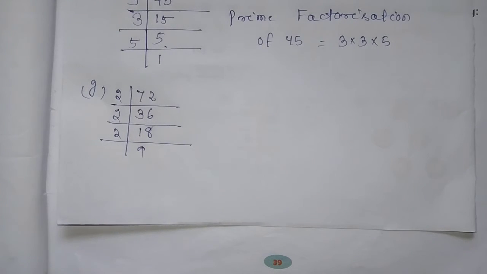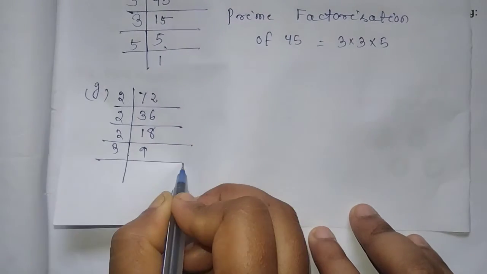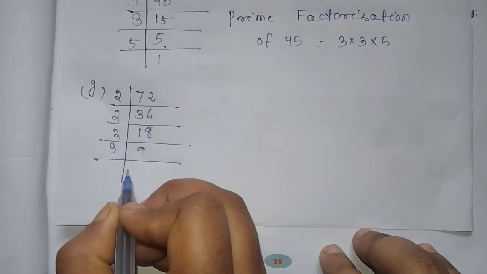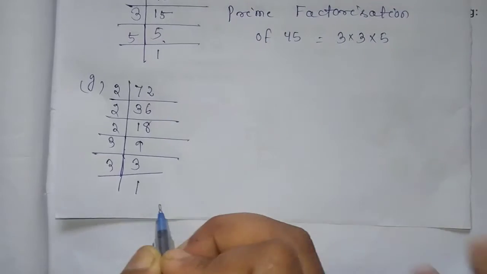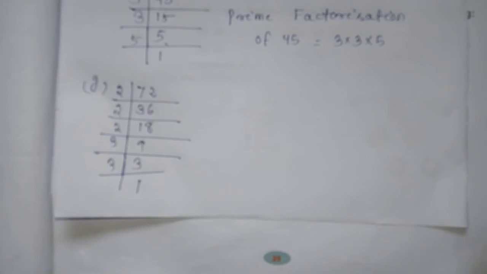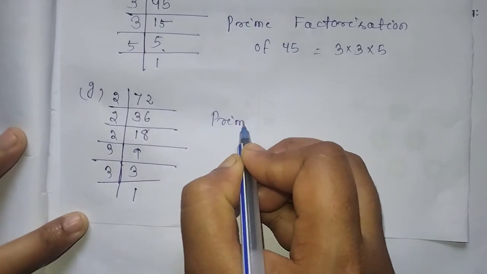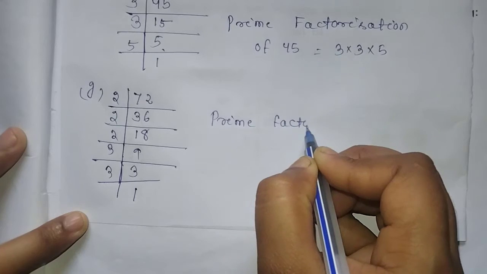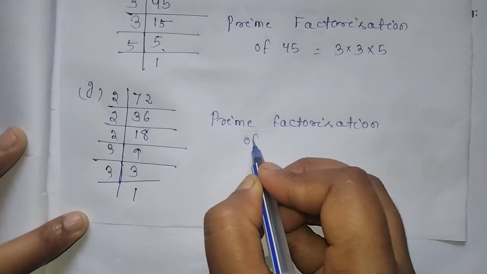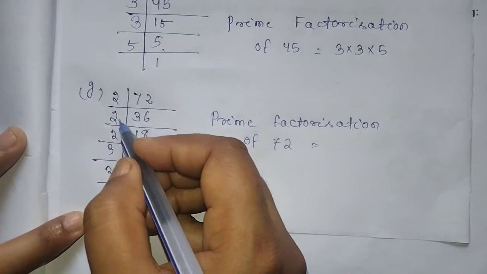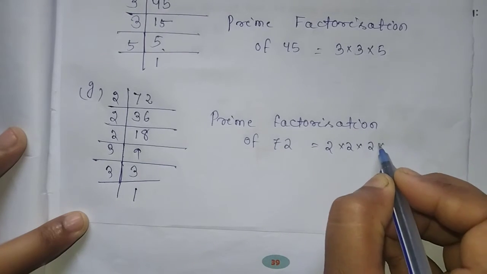Then divide 9 by the prime number 3. Then divide 3 by the prime number 3. We get 1. So we write the prime factorization of 72. Prime factorization of 72 equals 2 into 2 into 2 into 3 into 3.